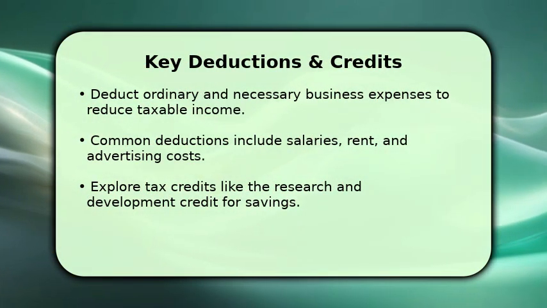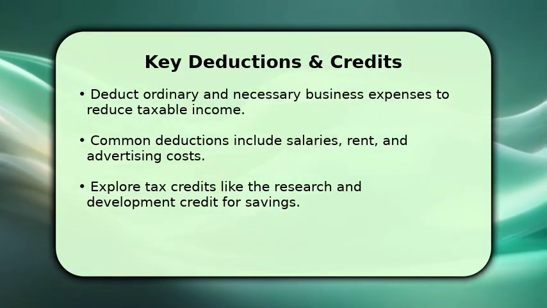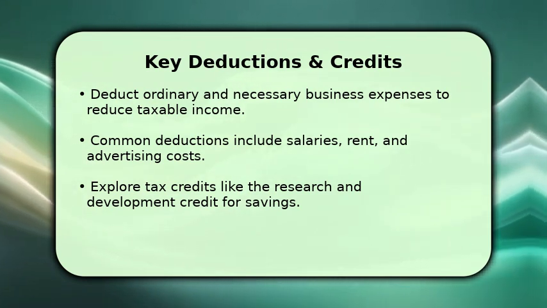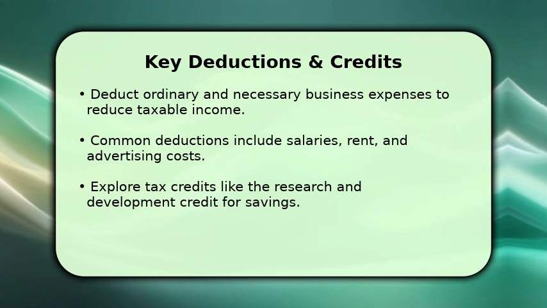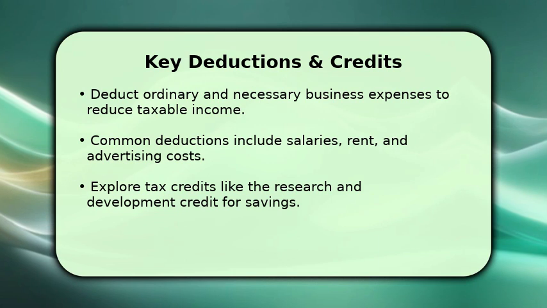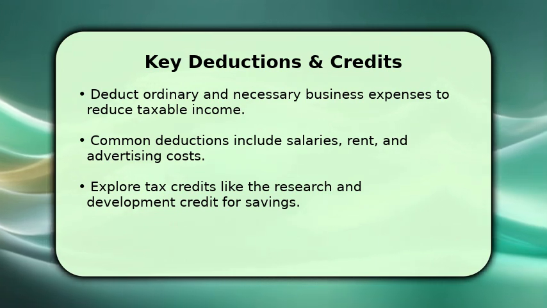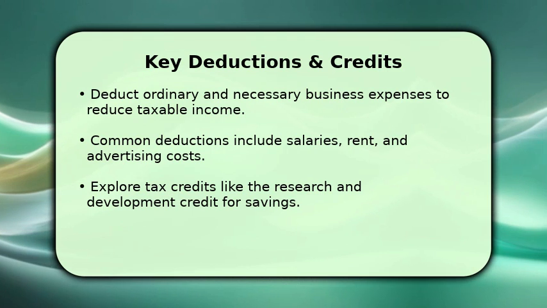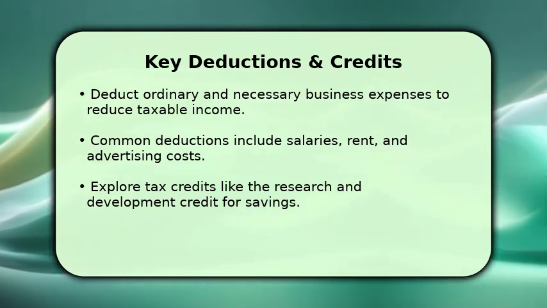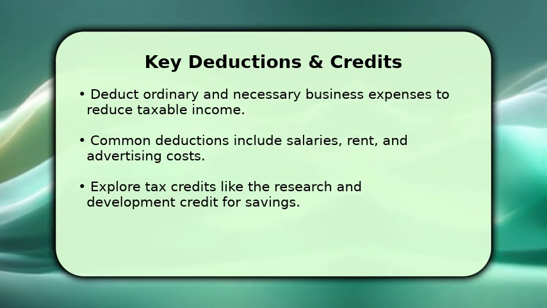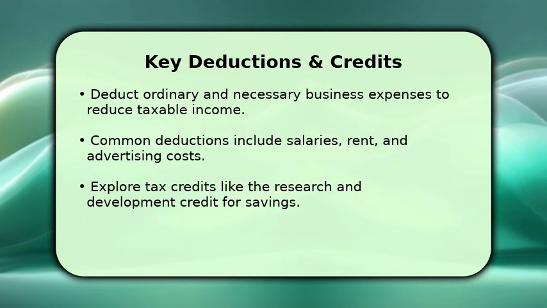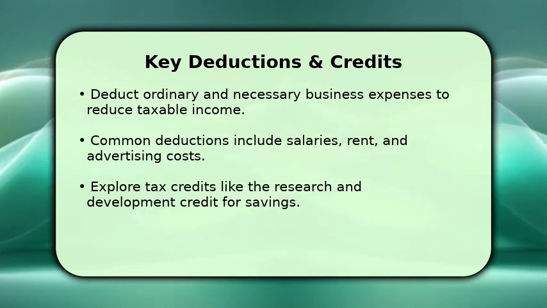Maximizing your deductions and credits is a smart way to lower your corporation's tax liability. You can deduct all ordinary and necessary business expenses, such as employee salaries, office rent, and advertising. Don't forget about depreciation for assets like equipment. Additionally, investigate various tax credits, which directly reduce your tax bill dollar for dollar. Examples include credits for research and development or certain energy-efficient investments. These can significantly impact your bottom line.